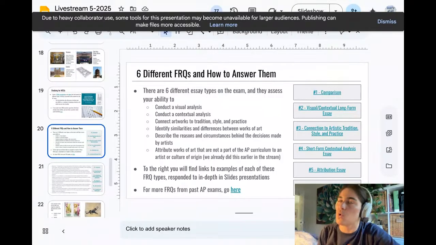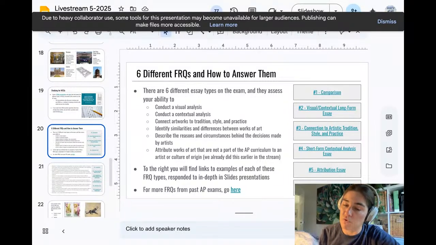So when it comes to contextual analysis, you need to think about the broader context in which an artwork was made. Who commissioned it? Why was it made? Who is being depicted in it, if there are any figures in there? What materials are being used and why are those materials significant, right? What are the circumstances under which this artwork was made? Think about those things.